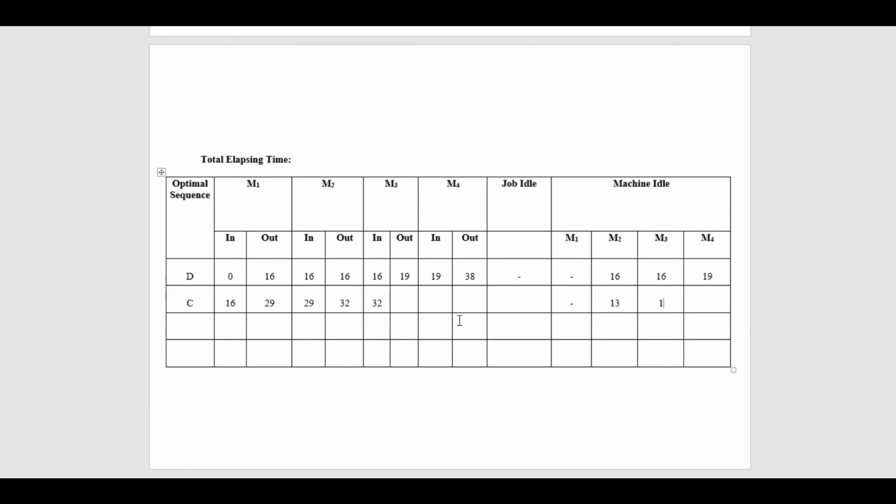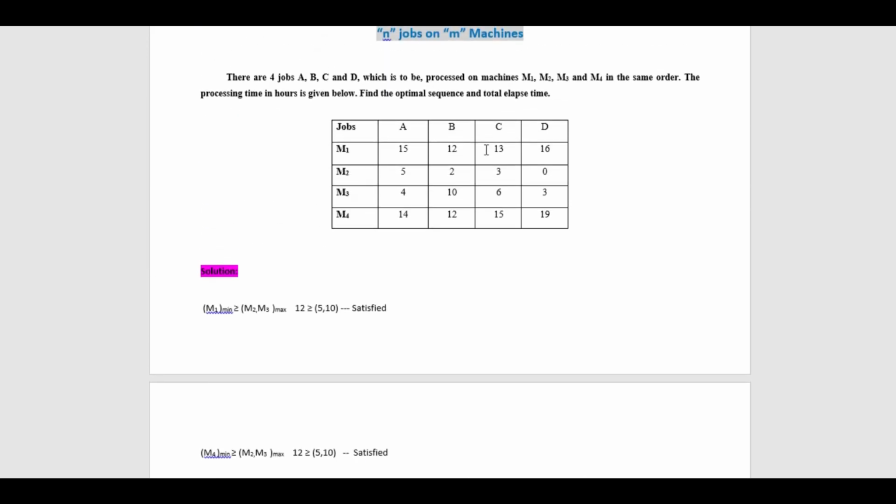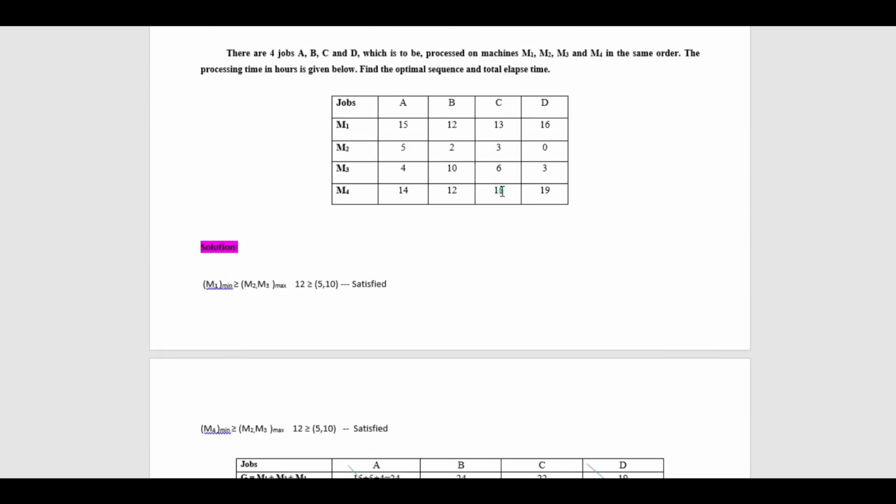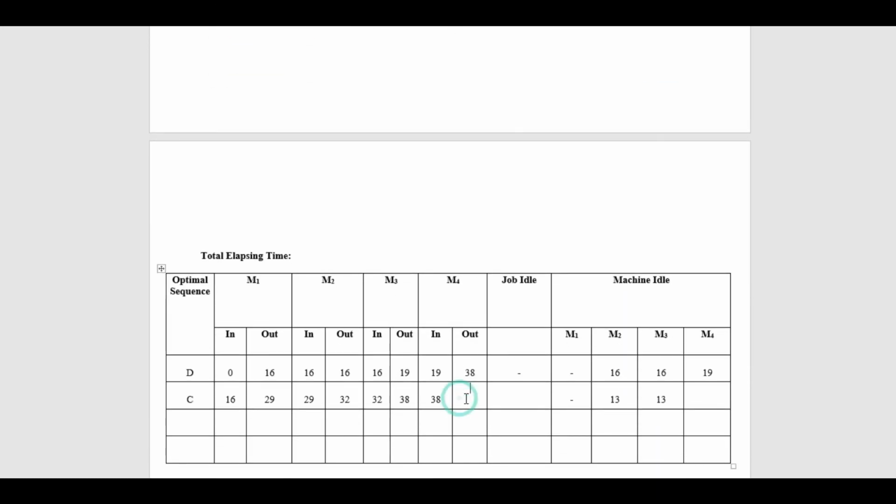Again 13 minutes. Okay, so the processing time in M3 will be 6 minutes, so this becomes 38. Okay, so here the out time of the fourth machine, the D job, will be 38. Here the job is ready at the 38th minute, so there is no job idle time and there is no machine idle time. So in time will be 38 and the processing time will be 15. So 38 plus 15 will be 53.